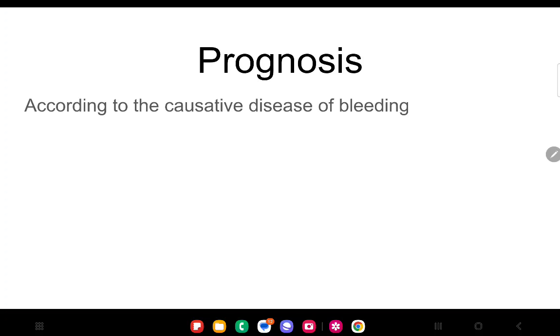Melena can lead to chronic anemia, and chronic bleeding can lead to chronic anemia, and it could have other complications like anemic heart failure, and other problems that will lead to infection and so on.